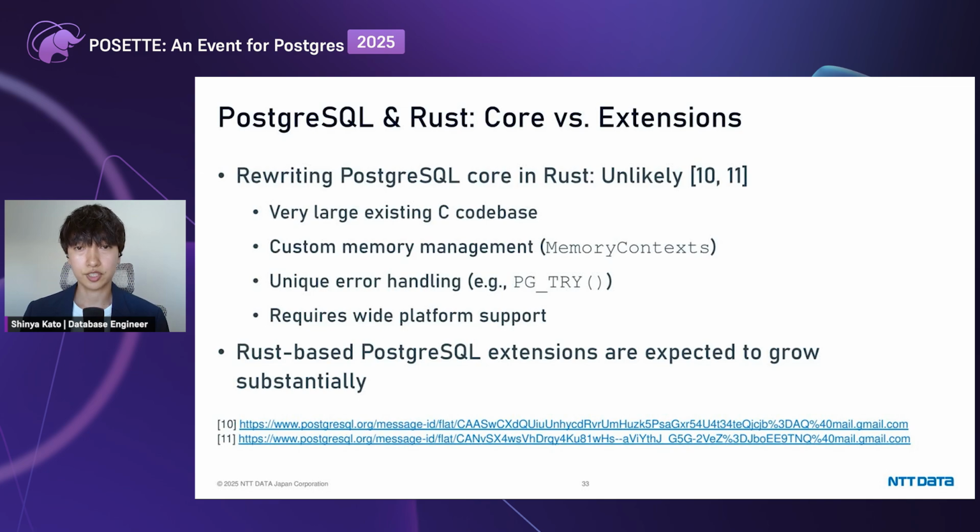For example, there's the huge existing C code base, Postgres's unique memory management system, and its specific error handling mechanisms, like PG_TRY. Additionally, Postgres needs to support a wide range of platforms, which presents portability challenges. But as mentioned in this talk, Rust-based Postgres extensions are expected to grow substantially in the future.